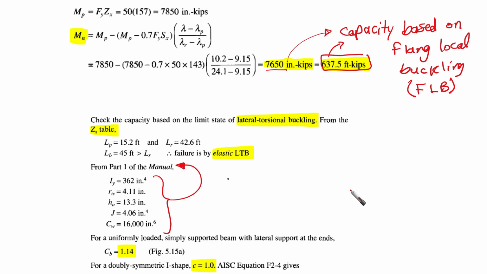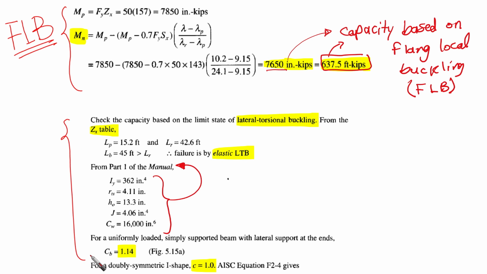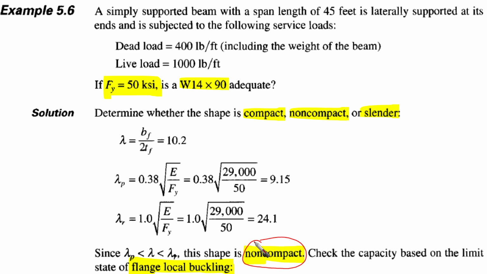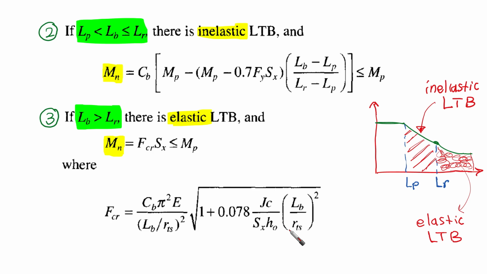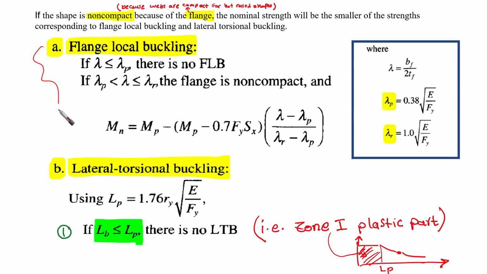Okay, so if we go back here, we're going to check this part, which is flange local buckling, and from here we are going to check lateral torsional buckling, and see what is the difference between the two. For the first part, according to what we have said, it is a non-compact section. For flange local buckling, we need to obtain lambda P and lambda R first. Our case is here, so it is non-compact.